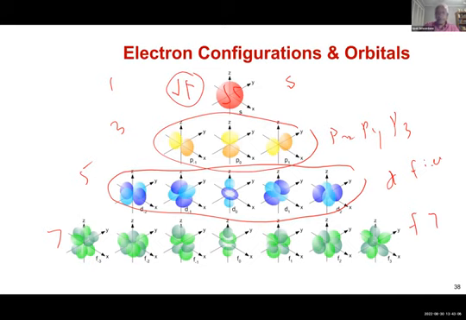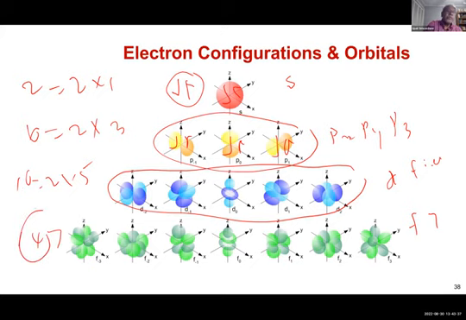There are 2 electrons that can go into one of these S shapes with opposite spin. There are 6 of them: 3 times 2 is equal to 6, 1 times 2 is equal to 2, and 5 times 2 is 10. Then 14 here. So 2, 6, 10 and 14 total electrons can go into these atomic orbitals.